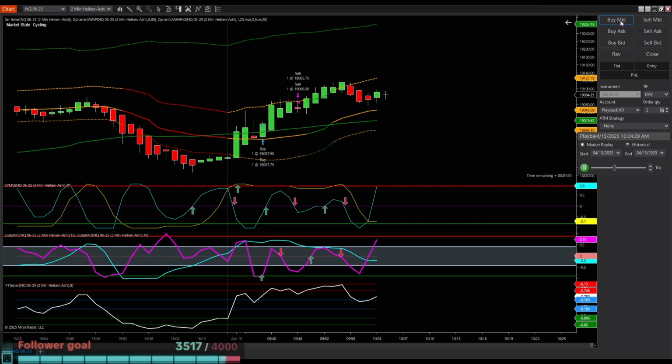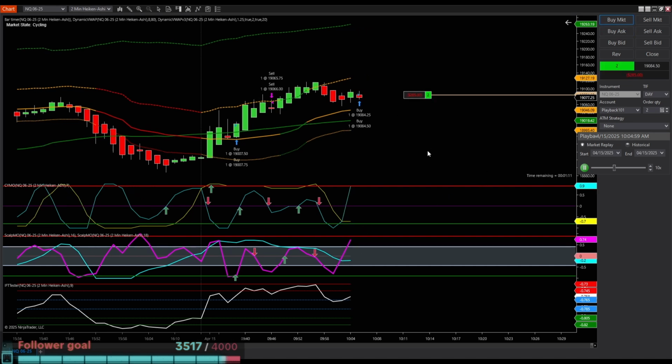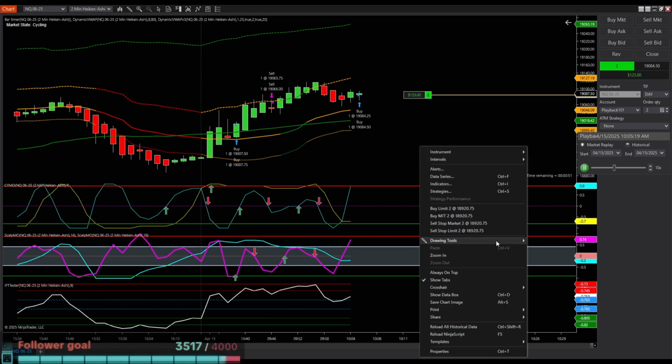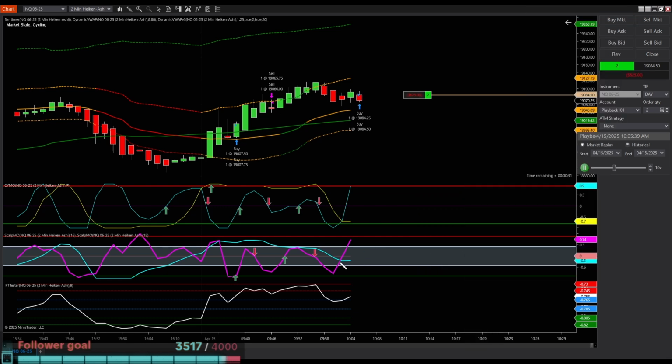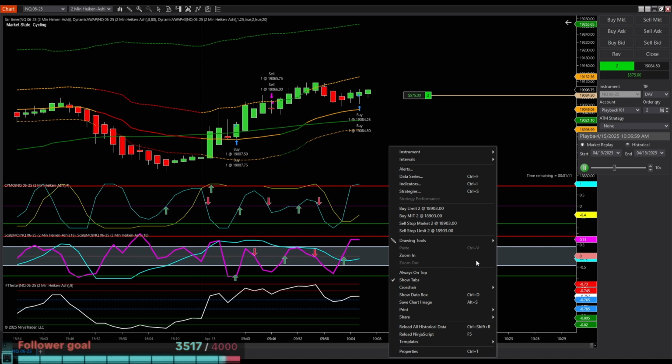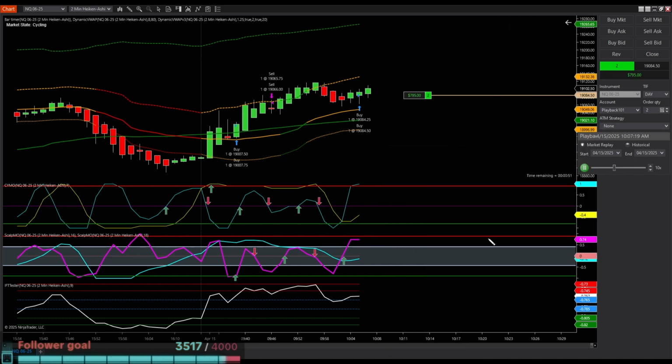Okay, and sure enough. Order filled. There you go, there's your entry to the long side. That happened because you had the purple line just completely run up right there. You have cycle that just crossed above the 0 line right there, and you've got momentum following.